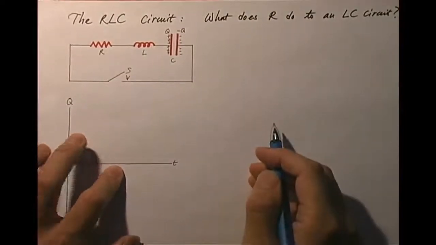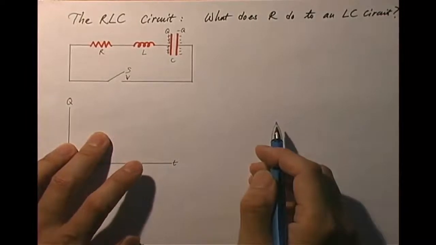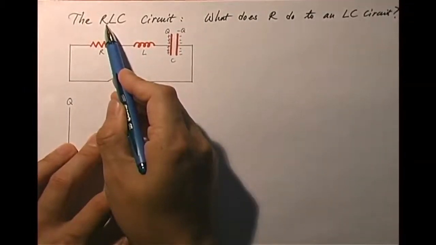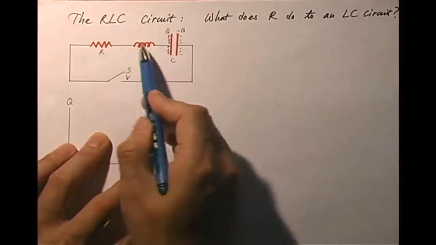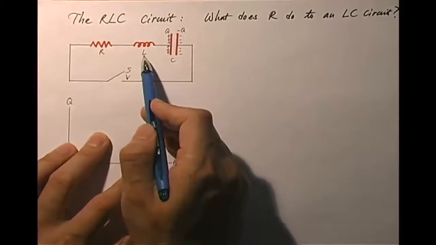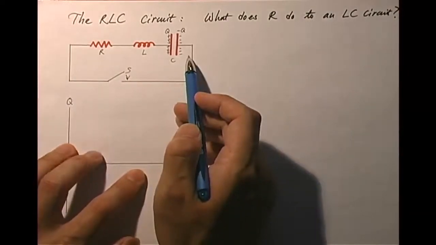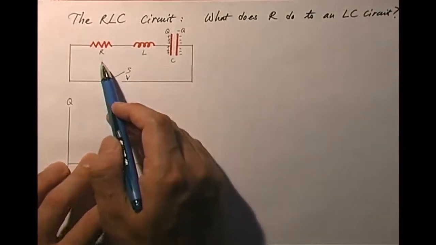Alright, now that we know how to describe an LC circuit, we're going to put back the element of resistor, R. So we have a more complete circuit called an RLC circuit. We put everything in series. There is a resistor, there is an inductor, there is a capacitor. This is more realistic because in the real world, there is no such thing as a pure inductor without any resistance. You always have a little bit of resistance.